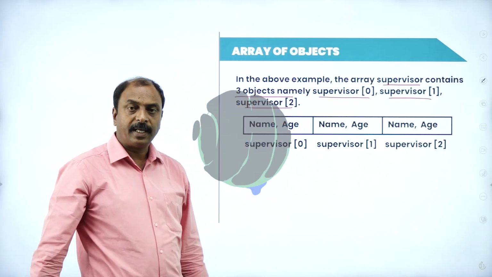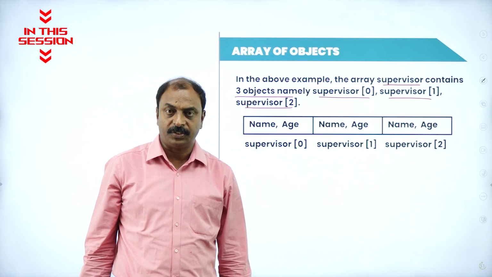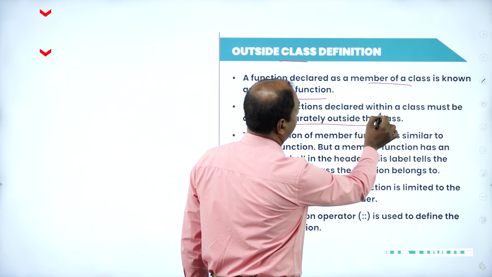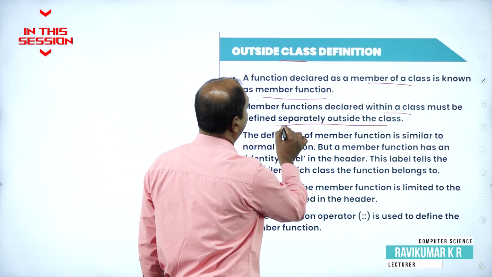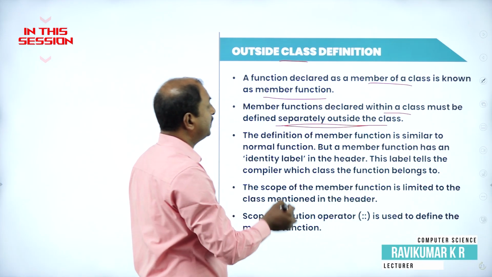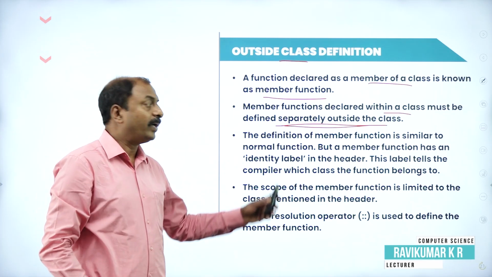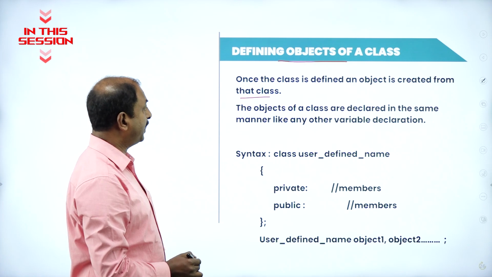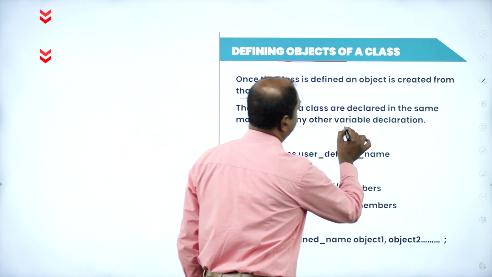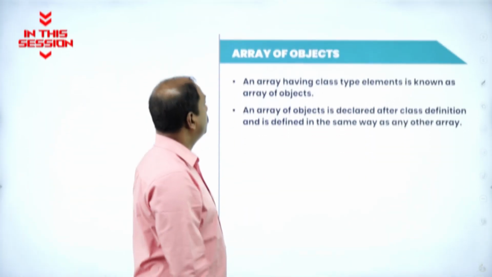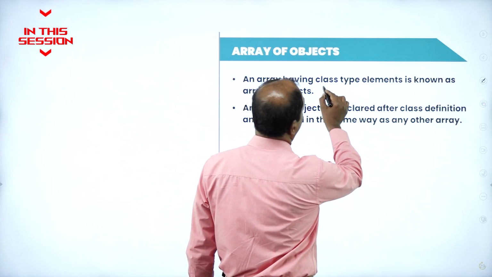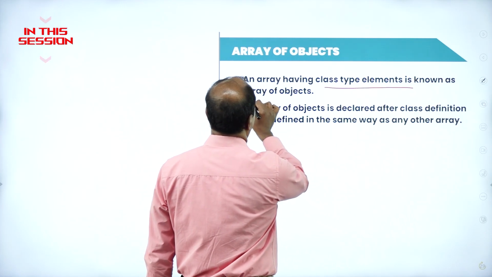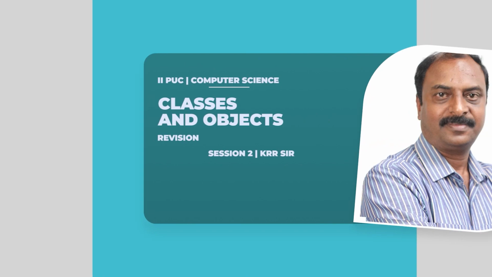Now we know that in arrays, the index always starts with 0. The function declared within the class must be defined separately outside the class. So this is the concept of function definition outside the class. The objects of a class are declared in the same manner as any other variable declaration. An array having class type elements is known as an array of objects.